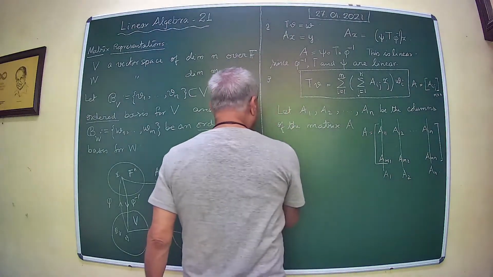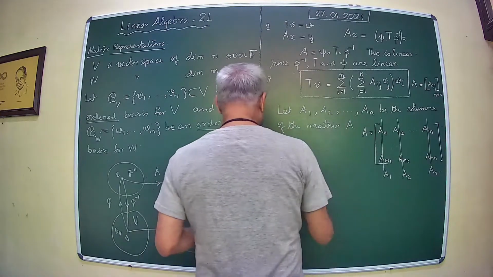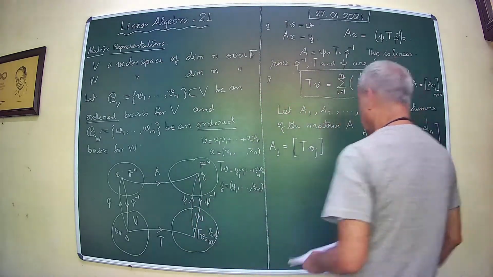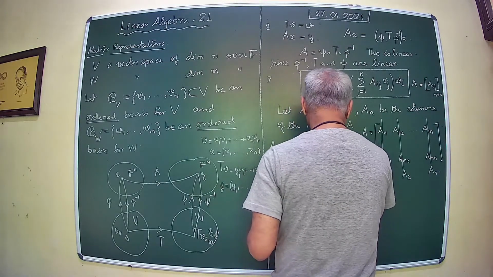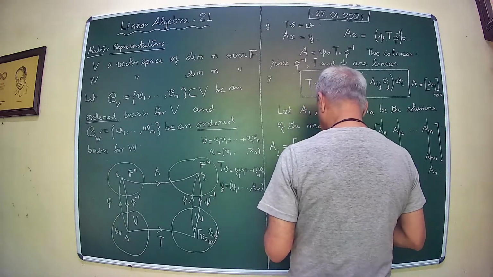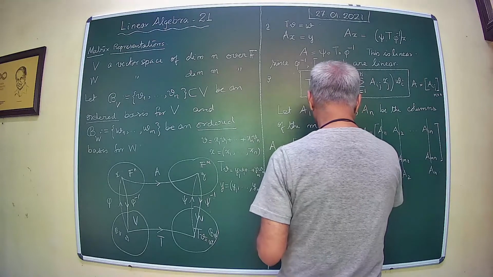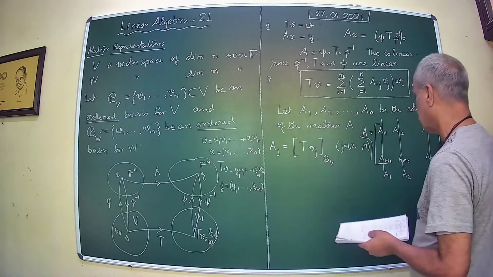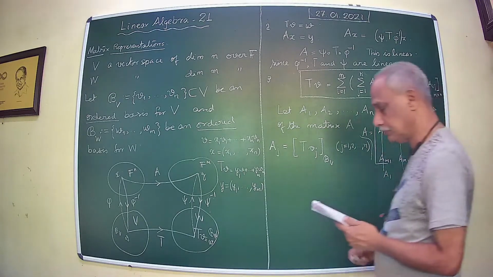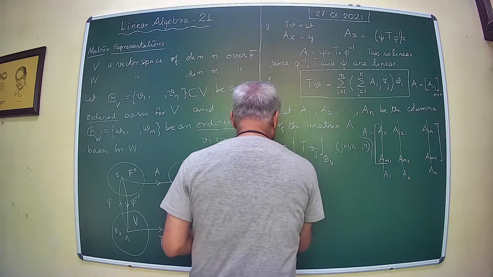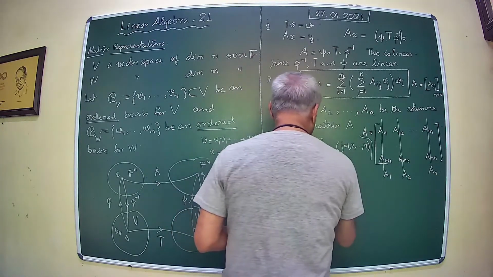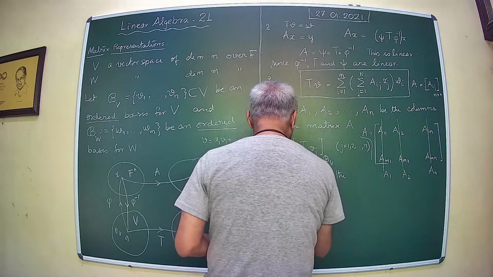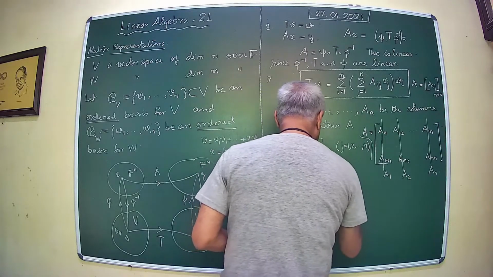Now we look at what Aj is. Aj is essentially T Vj, the matrix representation of T Vj, that is, with reference to the basis BV. So how do you get that? So set PV.